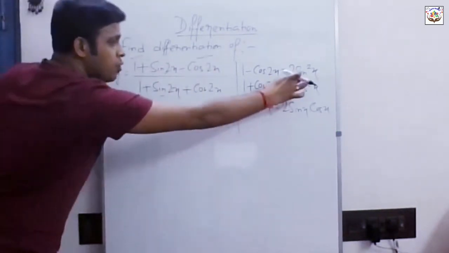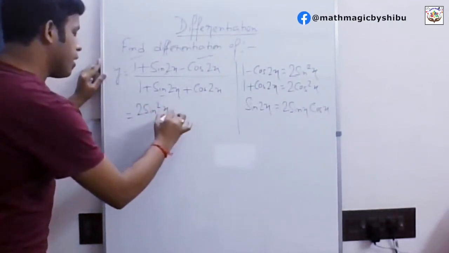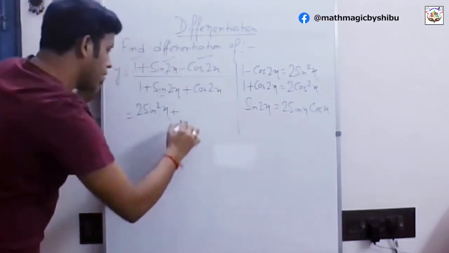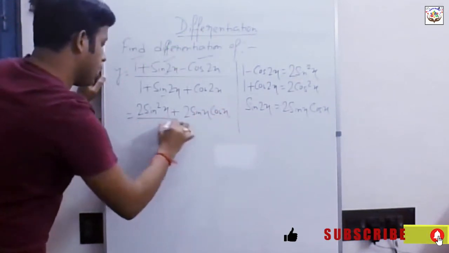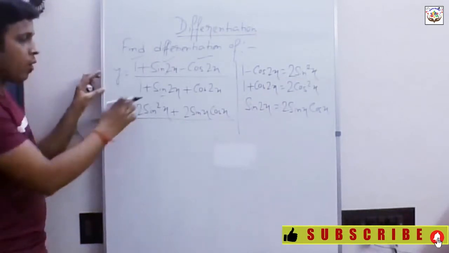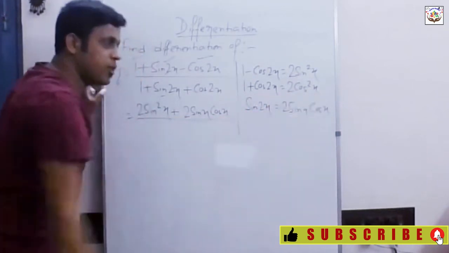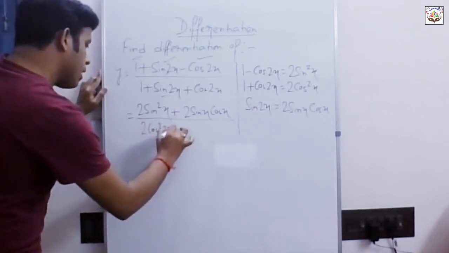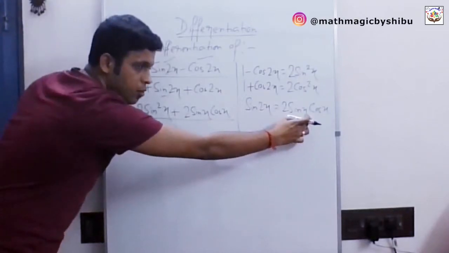At first, for 1 minus cos 2x we can write 2 sin square x, and for sin 2x we will write 2 sin x cos x. Similarly, for the denominator, 1 plus cos 2x will be 2 cos square x as per the trigonometrical formula, and in place of sin 2x we will write 2 sin x into cos x.